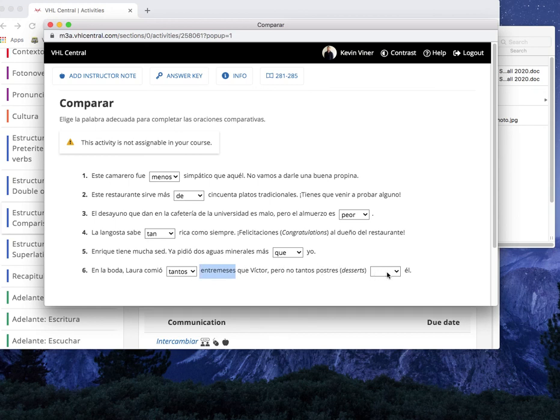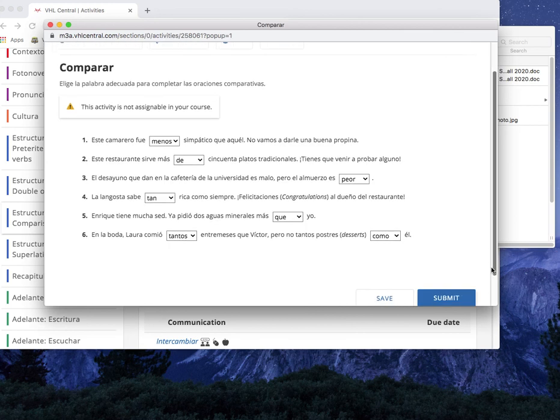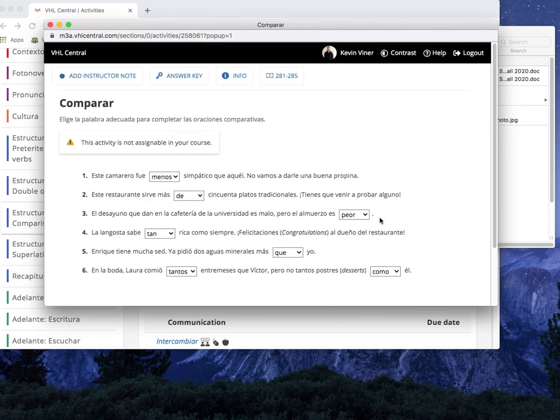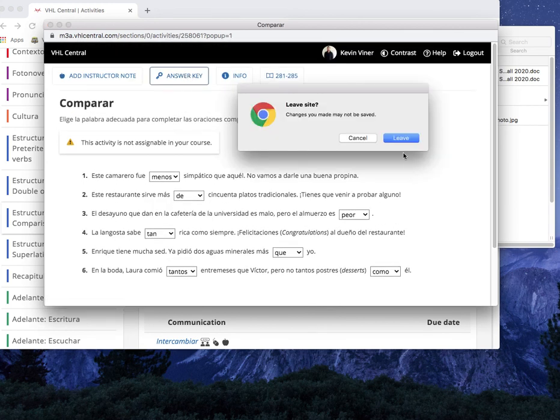Pero no tantos postres. Pause. And we're back, como él, right? But not as many desserts as him, right? Sí. Okay, muy bien. And then we can look at the answers to make sure we got them right.